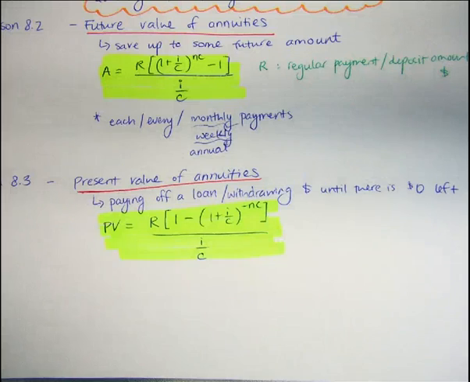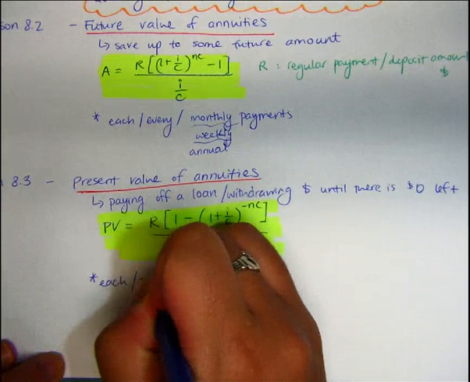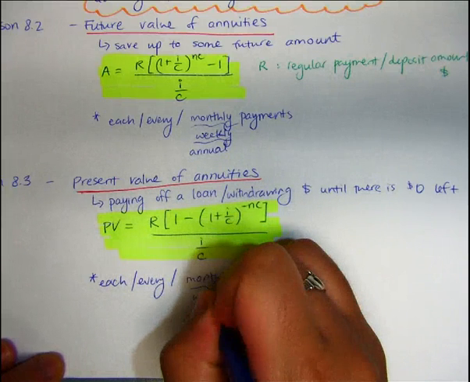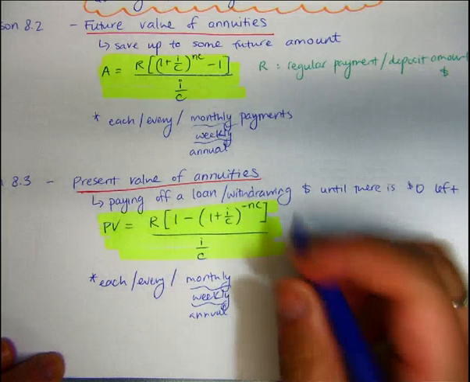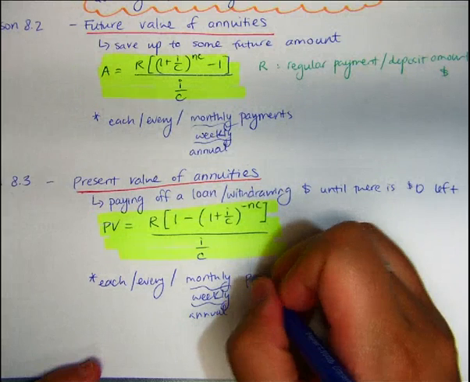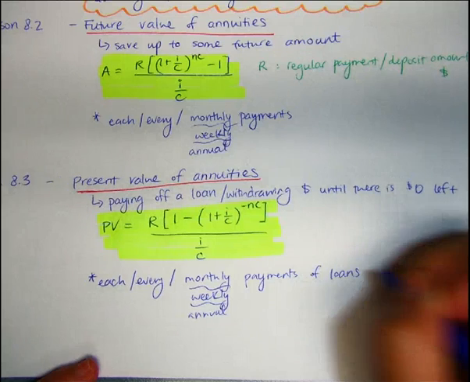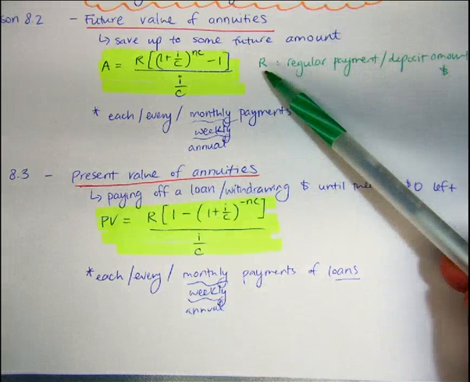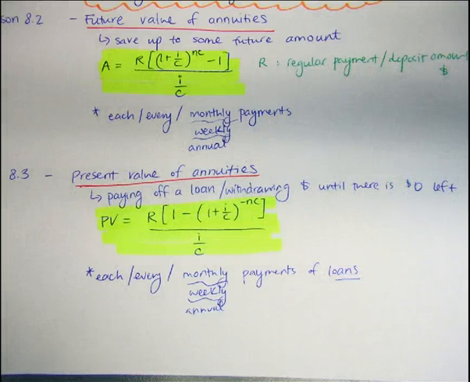All right. And again, keywords that you need to look for: each, every, and then anything about monthly or weekly, etc., annual. In this case would be payments of loans in particular. And just like in the future value of an annuity formula, the R here still represents the regular payment or withdrawal amount.